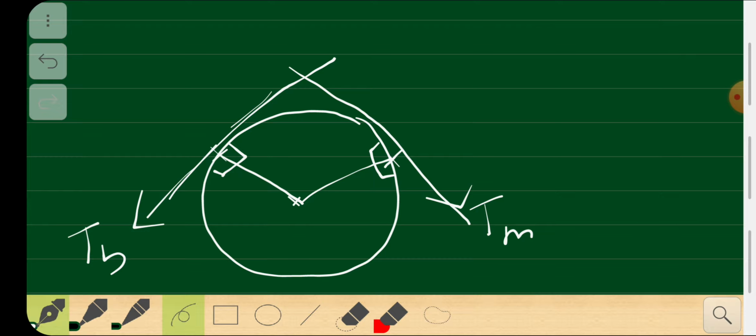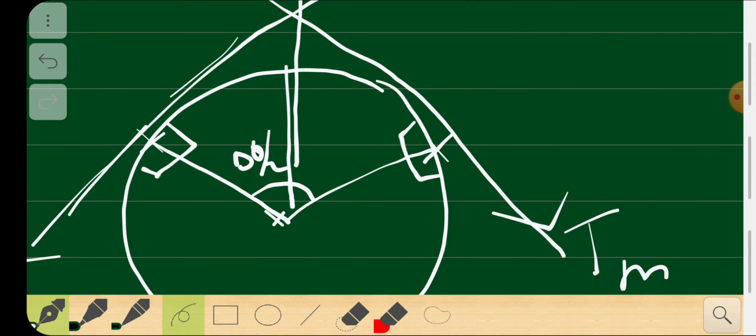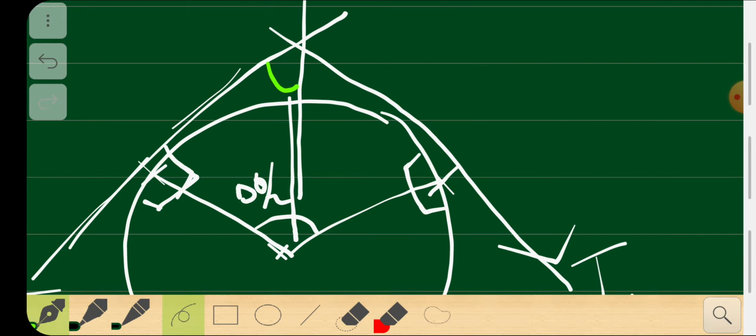Now the angle here is some delta theta, so the angle here will be delta theta by 2. This is 90 degrees. So now you can clearly see that this angle will be 90 minus delta theta by 2. So that angle we got.